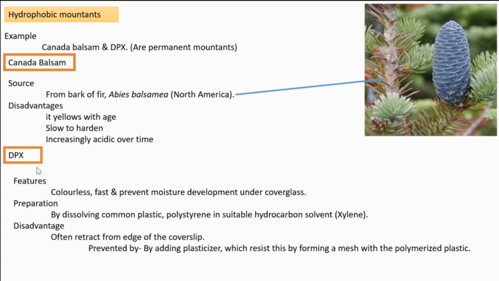So how can we prevent that retraction from the edge of the cover slip by DPX? By adding a plasticizer. It prevents this retraction by forming a mesh with the polymerized plastic, and prevents its retraction from the edge of the cover slip.